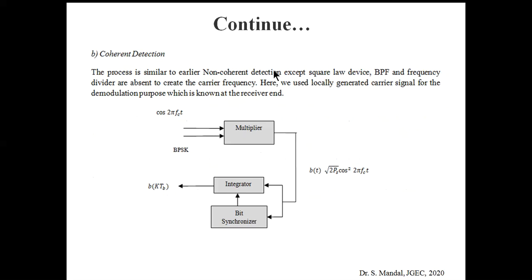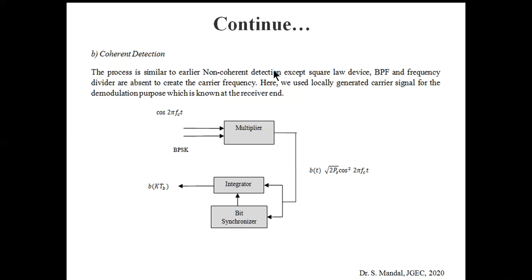Now coming to the last slide, that is the coherent detection. For coherent detection, at the receiver end, the corresponding carrier frequency is known to us. So we just need to use a local oscillator to generate the original carrier frequency. The process is similar to the non-coherent detection technique, except that the square law device, band pass filter, and the frequency divider portion are absent. All these parts are used for the generation or extraction of the carrier signal.